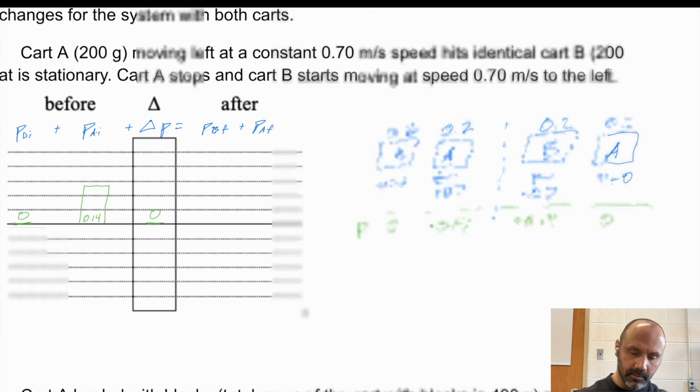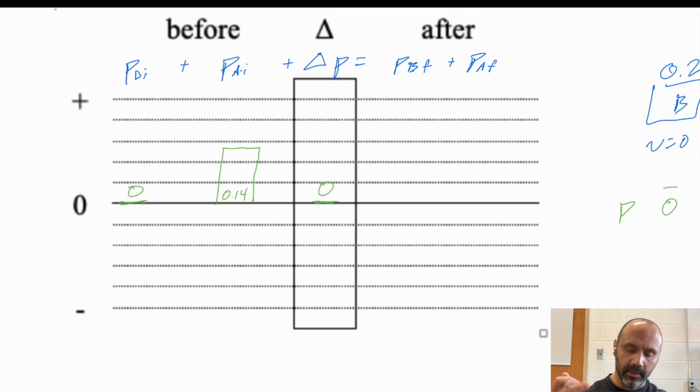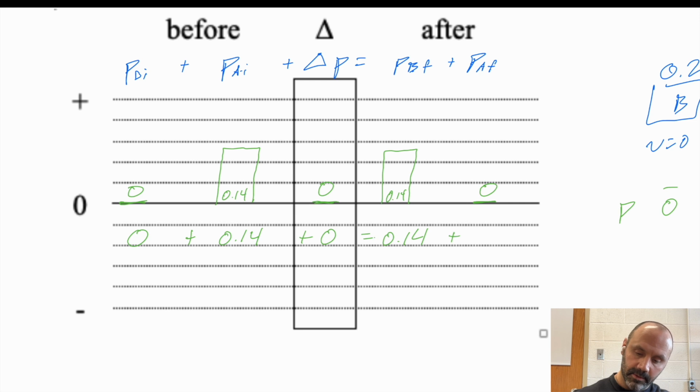Okay, so we're going to make left positive for this, the way we had before. We're going to keep that the same. And so this is also 0.14, and this is 0. Okay, and our equation works, right? Look, 0 plus 0.14 plus 0 equals 0.14 plus 0. This equation is true. And it works analogously to what we were doing with the money, but now we're just applying it to momentum.